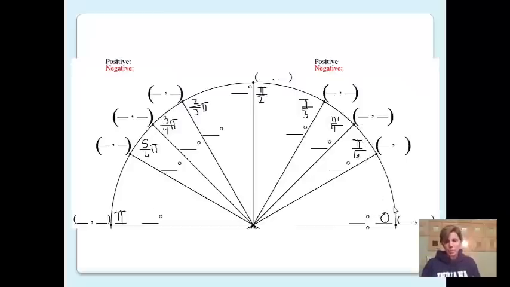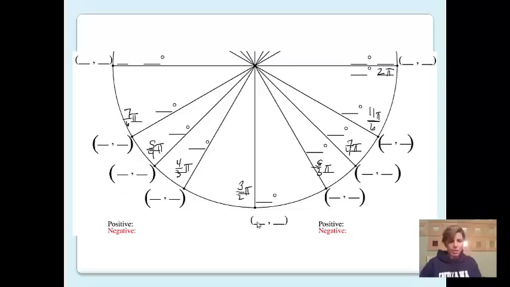All right, the next part that we're going to do is actually label the points. The first thing that I'm going to do is just label the normal points. So this would be 1, 0. This point would be 0, 1. This one would be -1, 0. And then down on the bottom, we're going to have 0, -1, and then of course back up to 1, 0.